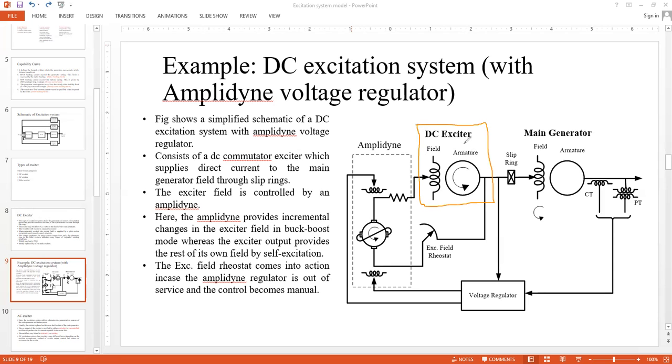Like any DC generator, you have an armature and you have a field. The field has to be energized. In this case, the energization is done. Is it a self-excitation or separate excitation? This is the question. Anyone, can you answer? Is this configuration a self-excitation or separate excitation? Separate excitation. Why? Can you explain?